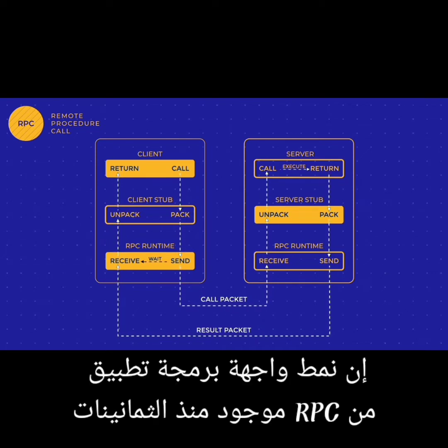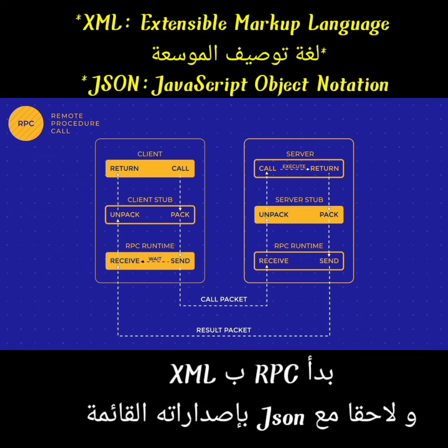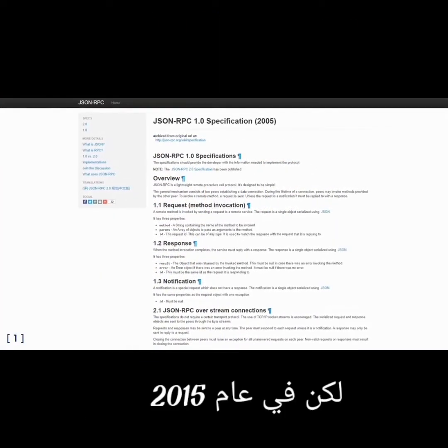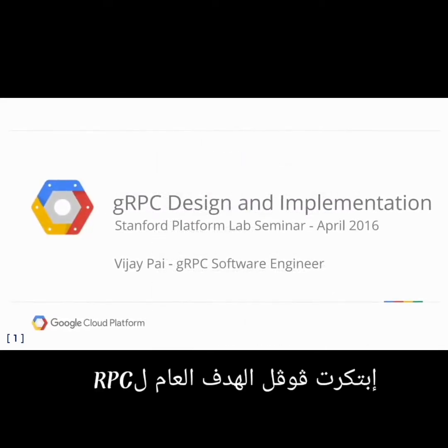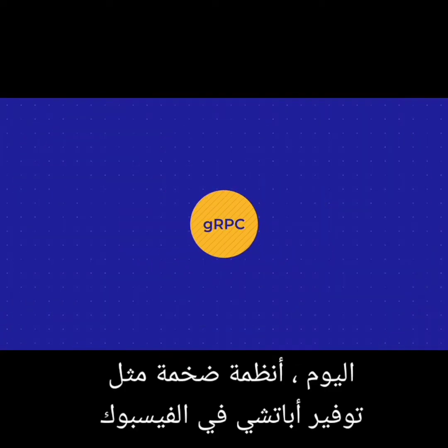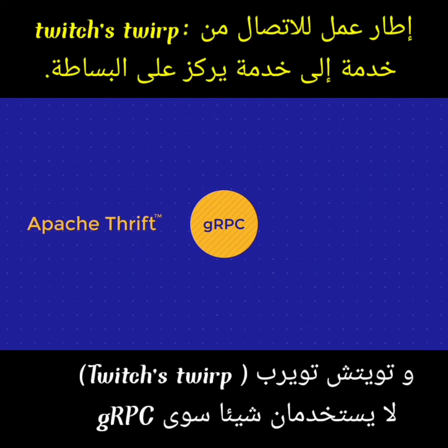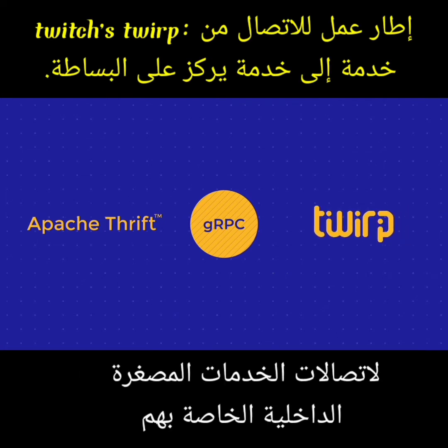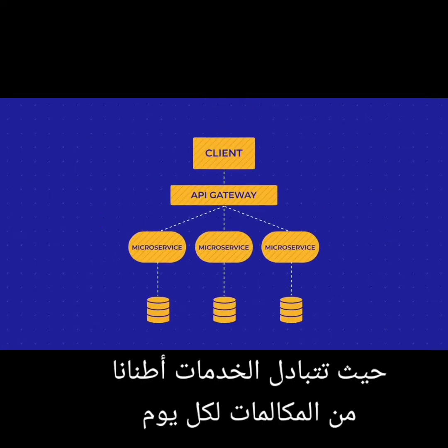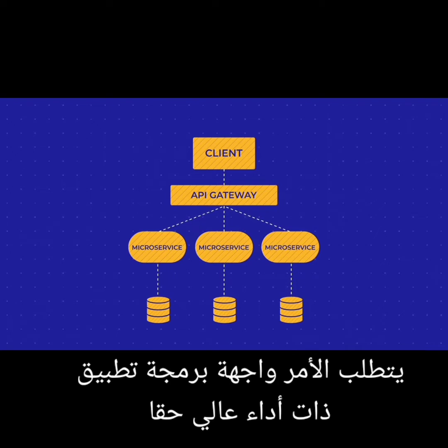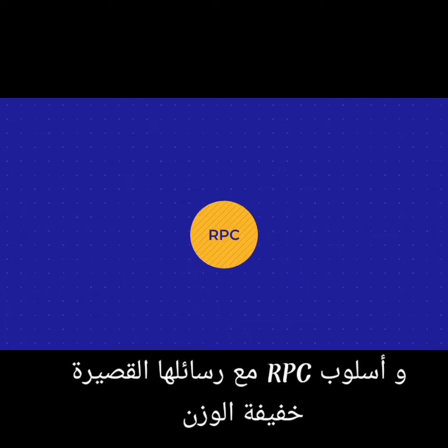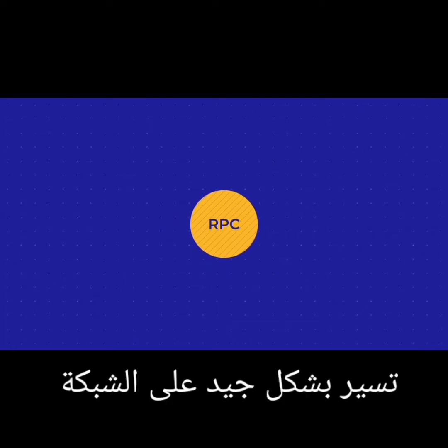The RPC pattern has been around since the 80s. RPC started with XML and later JSON-based versions. But in 2015, Google came up with a general-purpose RPC, or gRPC. Today, massive systems like Facebook's Apache Thrift and Twitch's Twirp use nothing but gRPC for their internal microservices communication. As microservices exchange tons of calls per day, it takes a really high-performance API to optimize the network layer. And RPC style, with its short, lightweight messages, goes easy on the network.